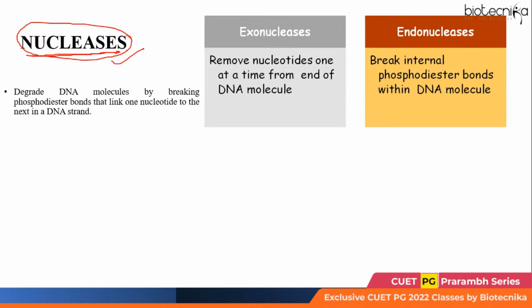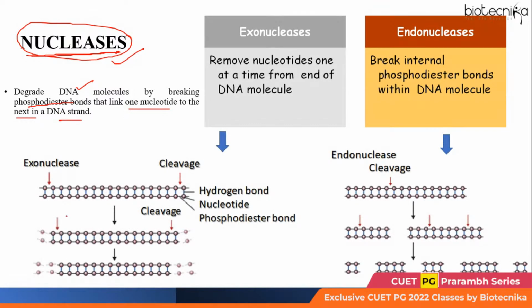So what are nucleases? Nucleases are the enzymes that degrade DNA molecule by breaking phosphodiester bond that link one nucleotide to next in a DNA strand. So basically, let's consider that, I'm sure you all know that DNA is double stranded, right? So here, this string, let's say you consider it as a DNA, and these beads that you see, let's consider it to be a nucleotide, because DNA is a polymer and nucleotide is a monomeric unit of DNA. This nucleotide is a monomeric unit, right?